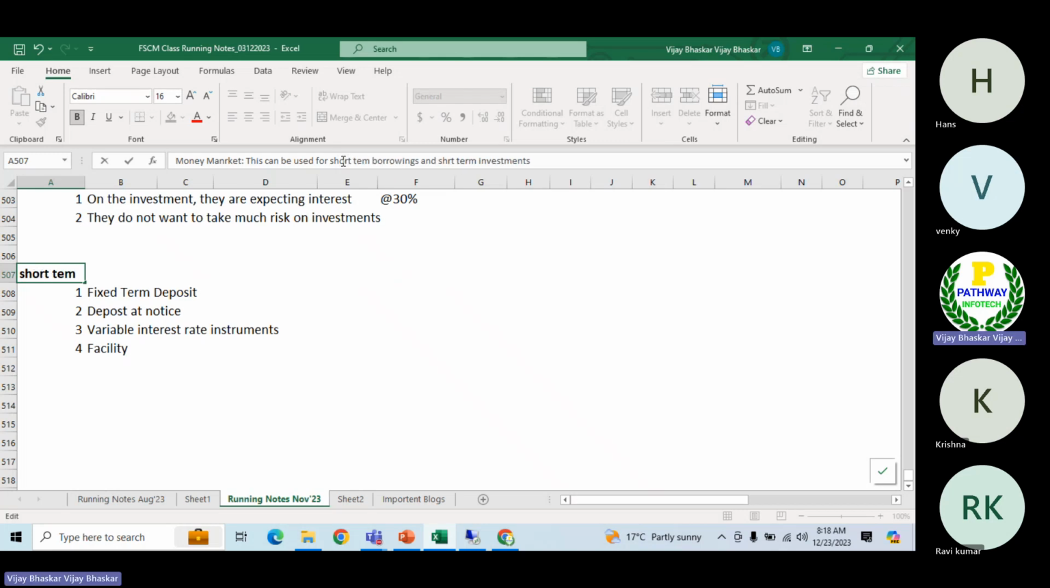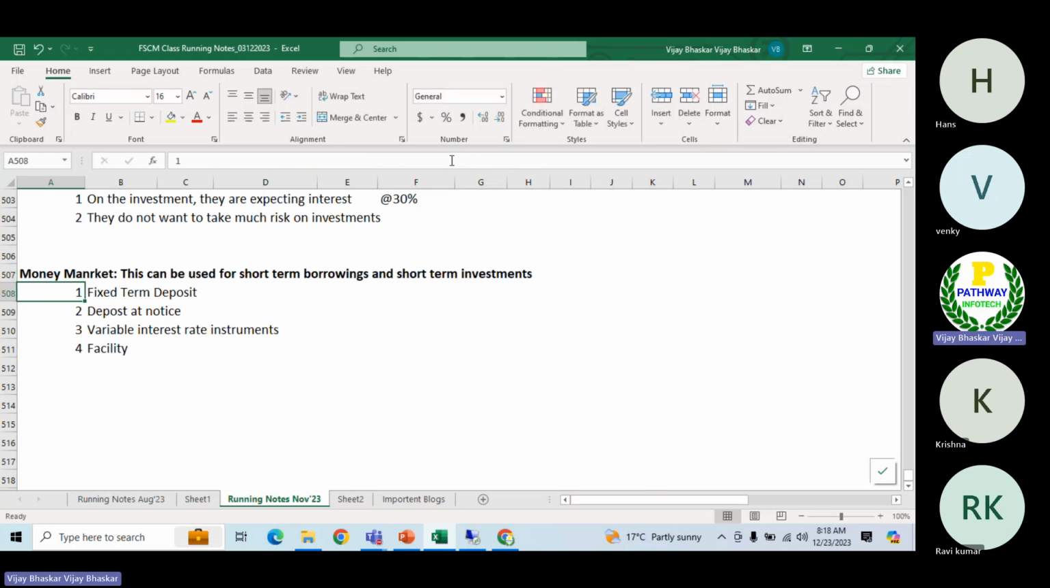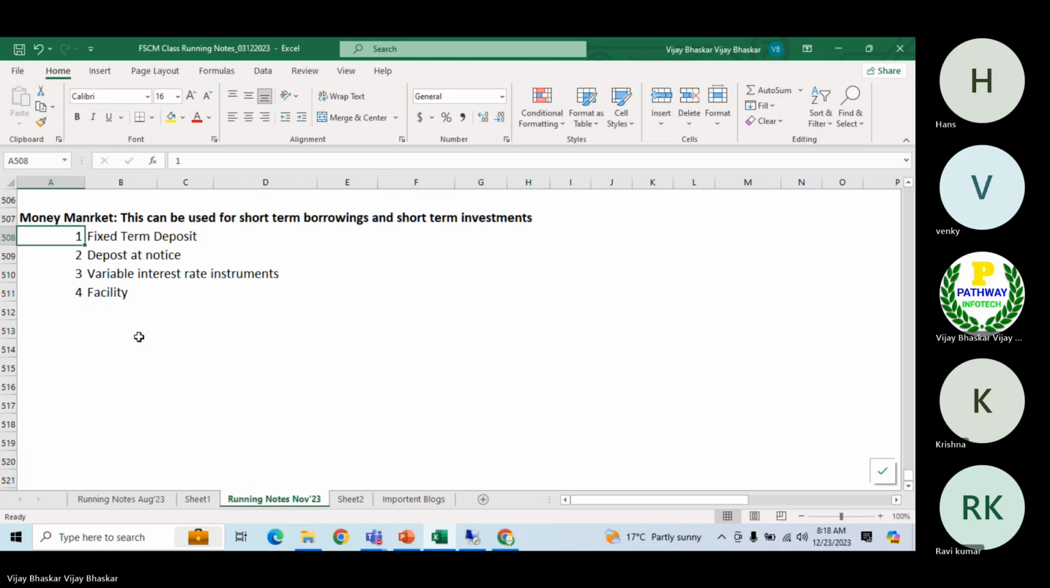Okay, short term borrowings and the short term investments. For this purpose, we can use the money market instruments. Now let us talk about instrument. Instrument is nothing but a financial instrument where we are going to choose a particular product.